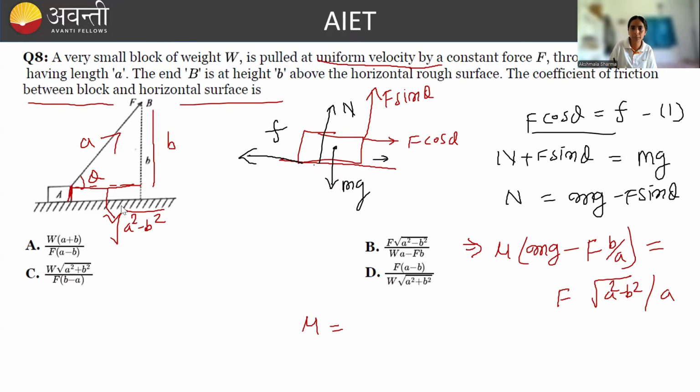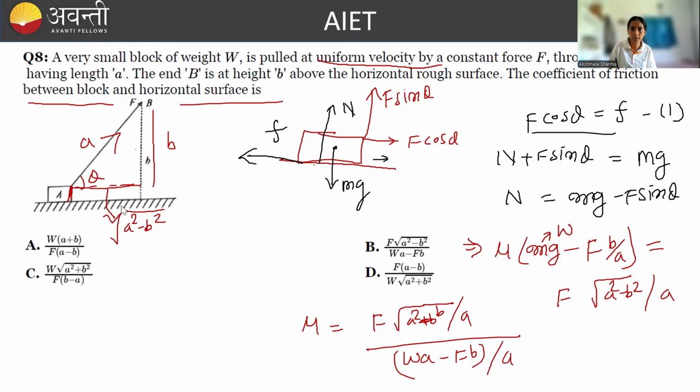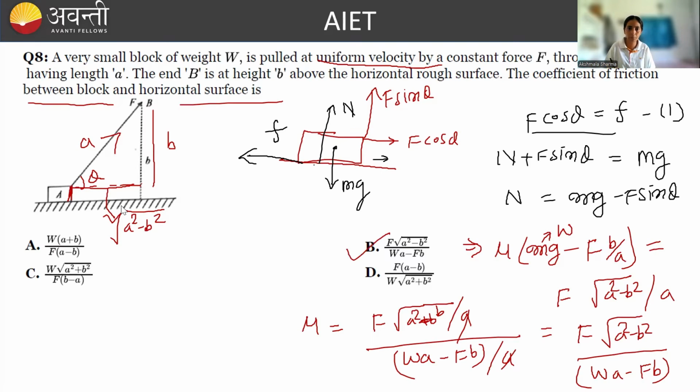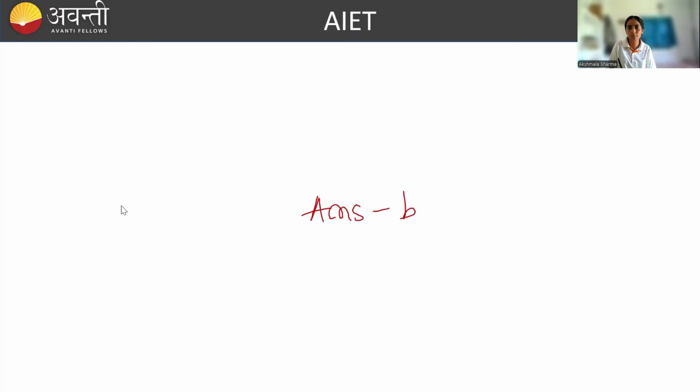So mu's value will become, mg is here given as W, so mu's value will become F root under A square minus B square divided by A, divided by W minus F B by A. So I can write this like that, and this A will get cancelled and the answer will be F root under A square minus B square divided by WA minus FB. Okay? So what will be your answer? Here if you see, the answer is your B.